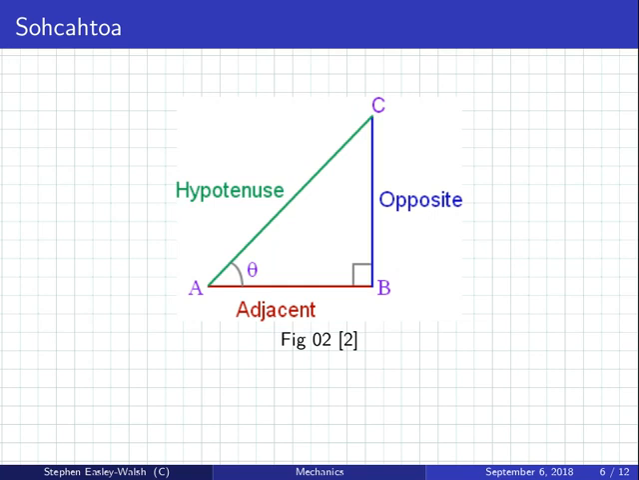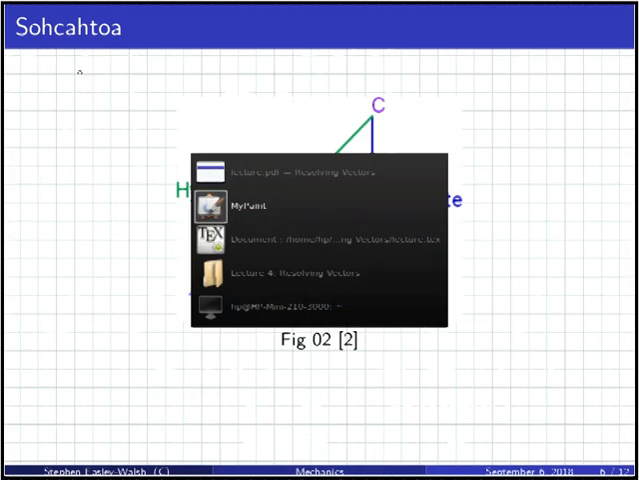Sohcahtoa is, you watching? Sine is opposite over hypotenuse. Cos is adjacent over hypotenuse. Tan is opposite over adjacent. You remember this from middle school perhaps. So you'll do this in maths class.